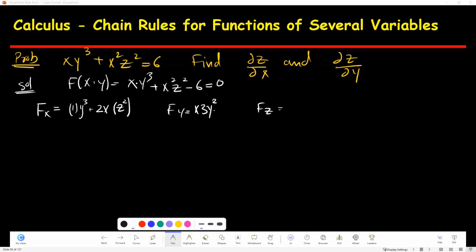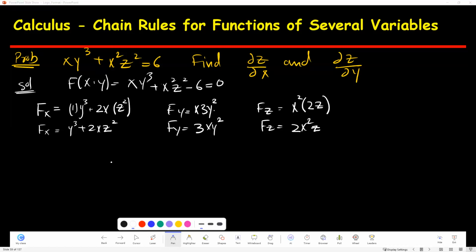Fz is equal to, the first one, x y cubed, is 0, then x squared, and then 2z, and the derivative of 6 becomes 0. Okay, so let's rewrite them one more time in a better way so it's not looking awkward. It's going to be fx equals y cubed plus 2x z squared, fy becomes 3xy squared, and fz equals 2x squared z. Okay, I have all three numbers.